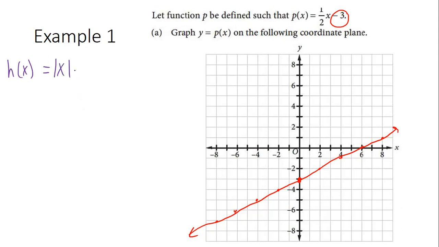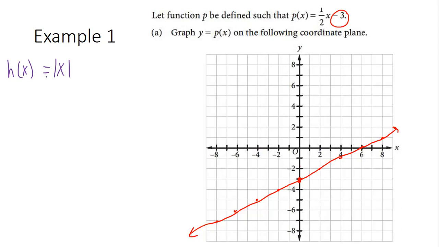H of X is going to equal absolute value of X. What does absolute value do? It makes the input, the output, positive. If my input is negative, then my output's going to be positive, because absolute value is your measurement of distance. Even if I walk backwards, I'm not gonna say -3 feet. I'm just a person who walked backwards 3 feet. Distance is always positive. So we're gonna talk about how that affects our graph.